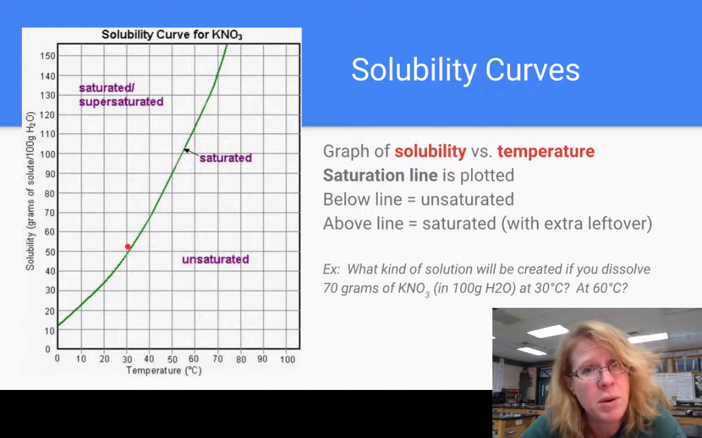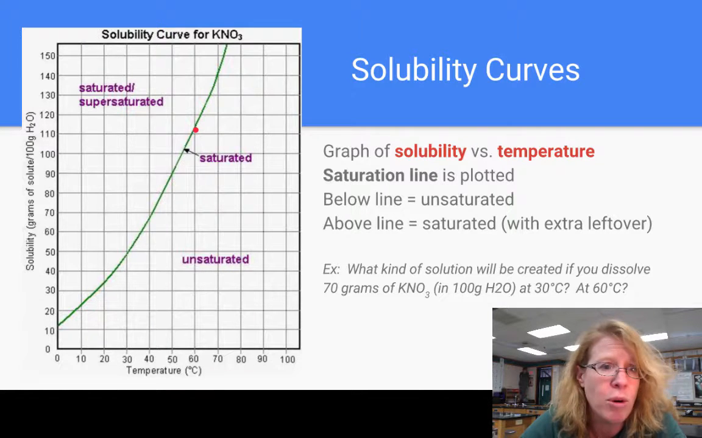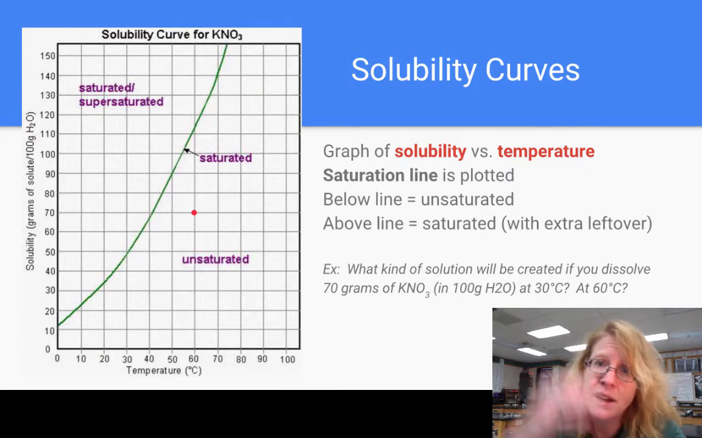All right, second half of the question: what would happen at 60 degrees C? If I go over to 60 degrees C, my saturation line is all the way up here. Man, I can hold a lot more up there. That's over 110, maybe 115 grams that could dissolve in there. And I'm only trying to put 70 in there, so 70 grams at 60 C is under the line, so that would be an unsaturated solution.